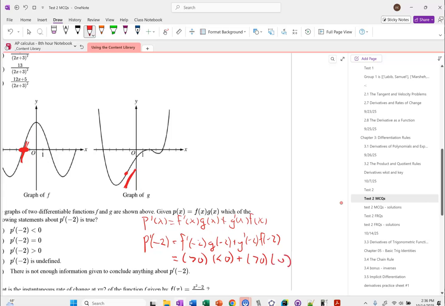So I have positive times negative, that's negative, plus 0. Negative plus 0 is negative. You guys feel okay on that? So again, even though there's no numbers involved here, like I can't actually compute the value of p of negative 2, I can still say something about it just by looking at whether the slopes for the derivatives are positive, negative, or 0, and whether the y coordinates are positive, negative, or 0. That's enough.